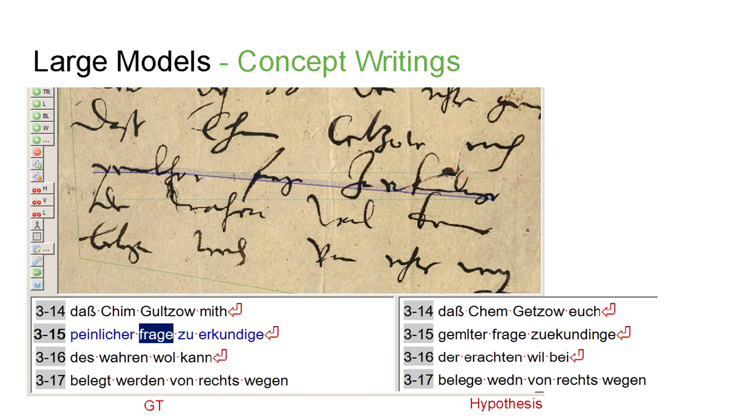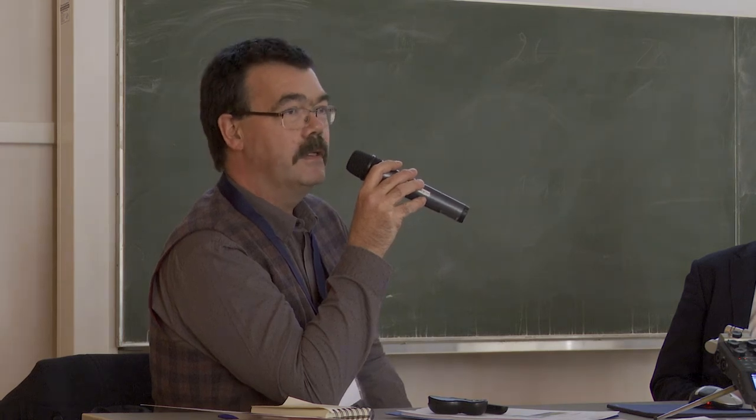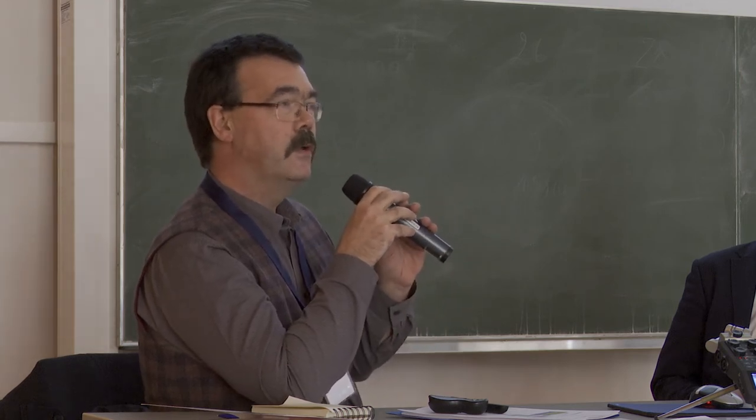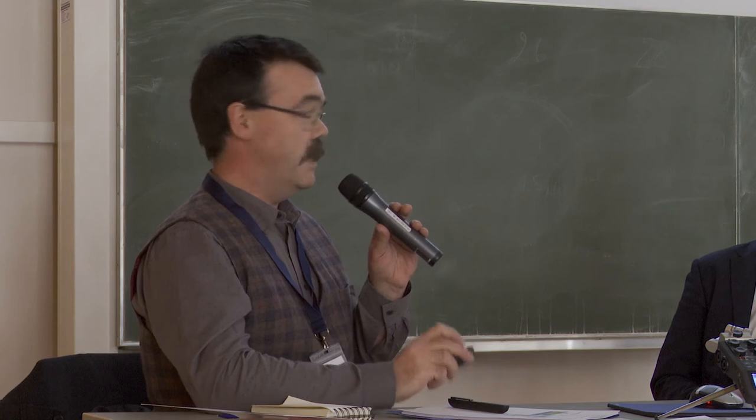The second line, the line which is marked, would be in ground truth, peinlicher Frage zu, here is written erkundige. The transcriber was not as good as the model. The model read Frage, that's right, and here it read zu erkundige. What's written in the concept is zu erkundige. So the model was better than the transcriber, but the model wasn't right. In my experience, you can train concept writings, but keep in mind that you won't reach a better rate than something like 10, 12, 15% CER on concept writings up to now. What could help are language models or dictionaries, but we will talk about this topic later.